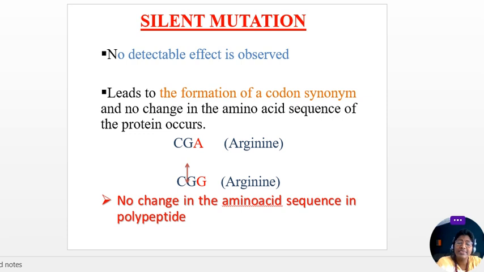So in a sequence where CGA undergoes mutation and the A is replaced by G, we get the CGG codon, which also produces arginine. This results in no change in the amino acid sequence of the polypeptide. So we do not get any harmful effect. So this is a silent mutation.